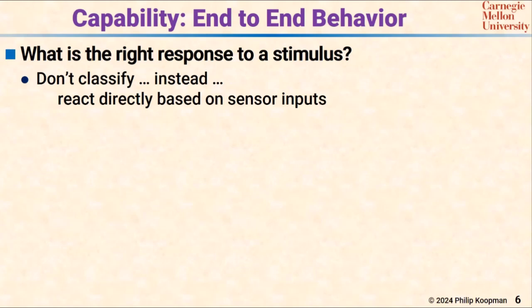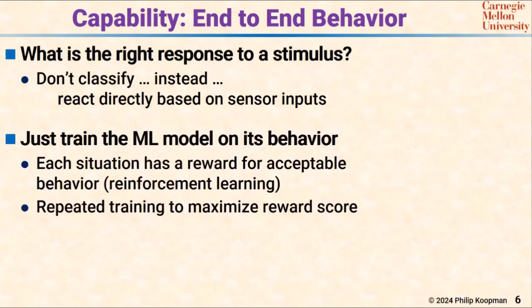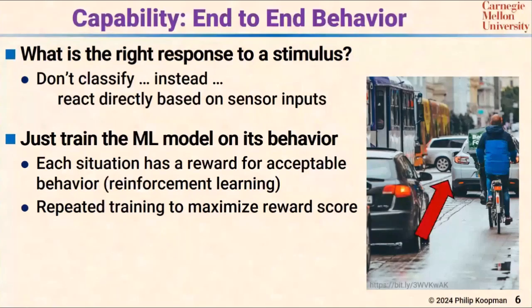So that's our plan. We're going to train the ML model on its behavior. Each situation has a reward for acceptable behavior. It's called reinforcement learning, and we're going to do repeated training to maximize the reward score. So what do we have here? Here's a picture you may see. Let's say there's a camera in the car and it sees, turns out there's 2 bicyclists if you look closely.